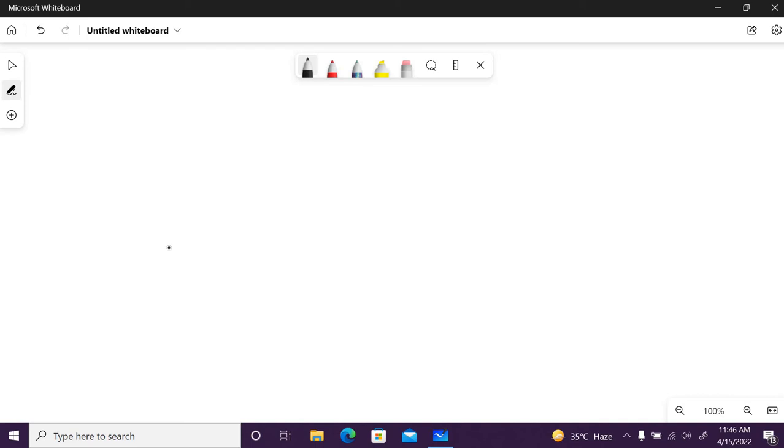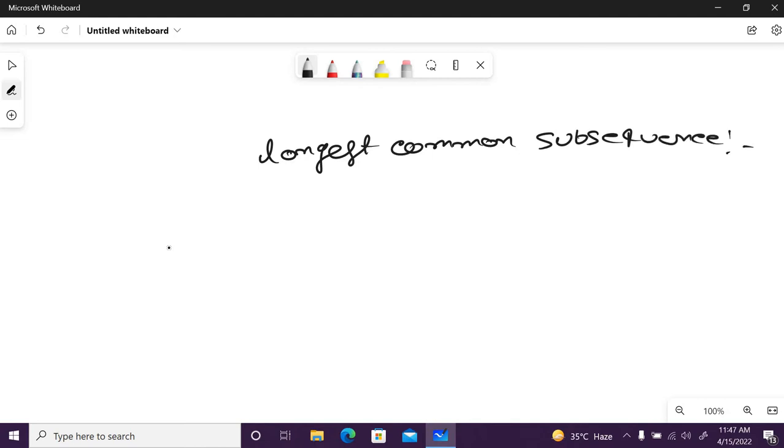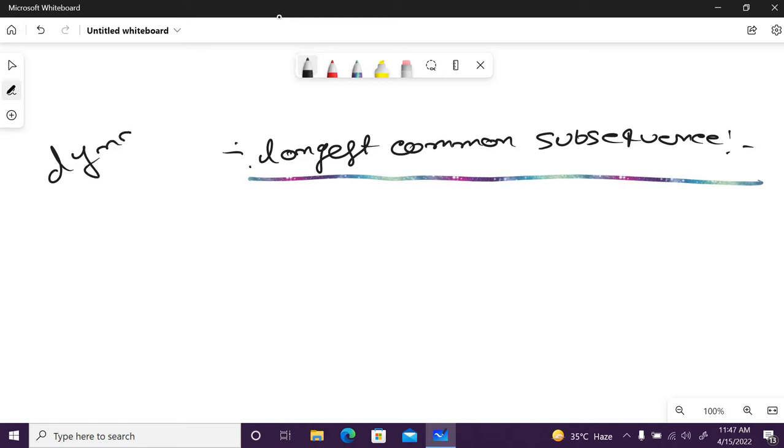Okay, today's topic is about the longest common subsequence. Longest common subsequence. It is an application of dynamic programming.